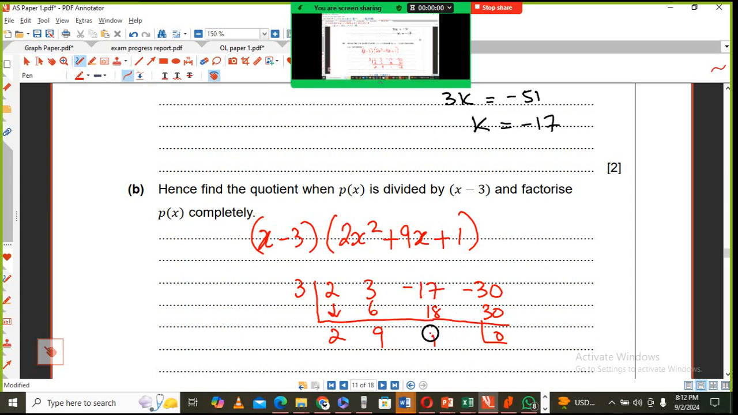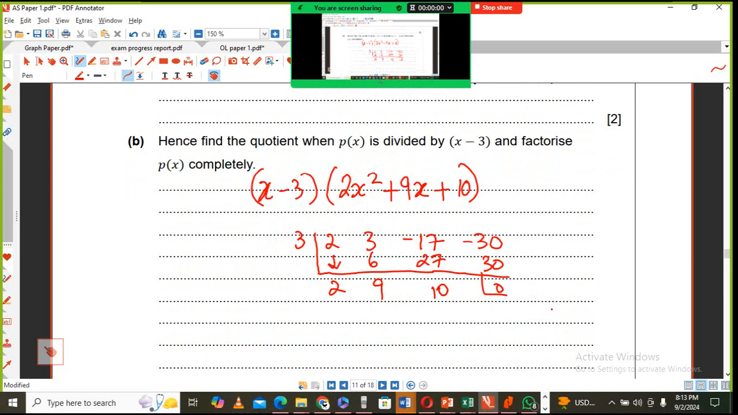3 times 9 is 27. This one is supposed to be 27, yes sir. And then that's 10. Okay, that one can easily factorize to what? 2x squared plus 9x plus 10.